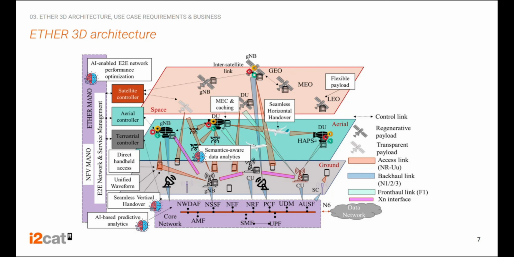Well, the main idea is that this is the 3D architecture. We are going to integrate the ground segment, the aerial segment, and the satellite segment in this general, unified orchestrator, and we can deploy any service from 3G on all these layers. To do this, we are going to implement the Ether MANO, which is the OSM MANO modified for aerial and space, with a lot of small parts for artificial intelligence in different segments, so we can increase the usability and the performance of the network.